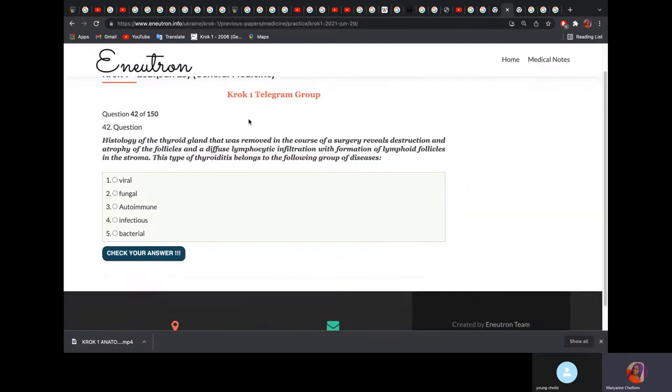The question said atrophy of the thyroid follicle. But what did they say? Formation of lymphoid follicle, also called lymphoid nodule, in the stroma or connective tissue. So it would be what? Hashimoto. And we know Hashimoto is an autoimmune disorder.